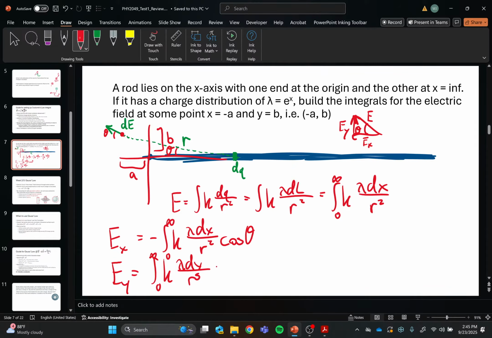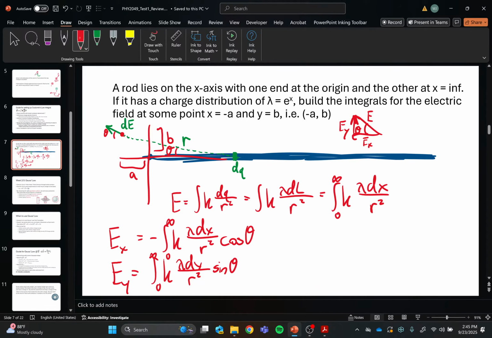Anywho, the last step for you all is to write your variables in terms of other known variables. If there's something else that's going to be useful to add to your picture, pro tip, draw a triangle. So the original integral is finding the magnitude of the field.